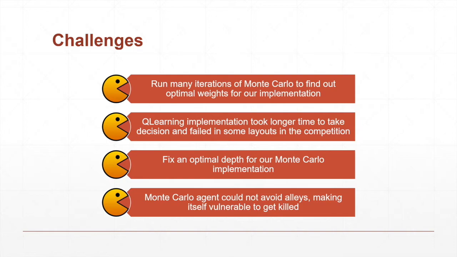Finally, the challenges we faced. We had to run a lot of iterations of the Monte Carlo technique to find the most optimal weights for our implementation. Then also, the Q-learning implementation took longer to take decisions and it failed in some layouts because it was too slow. The third one was to fix an optimal depth for our Monte Carlo implementation, which took a lot of iterations again. And the most important one is that the Monte Carlo agent, even after trying to avoid those alleys, could not avoid the deeper alleys, making itself vulnerable to get killed.